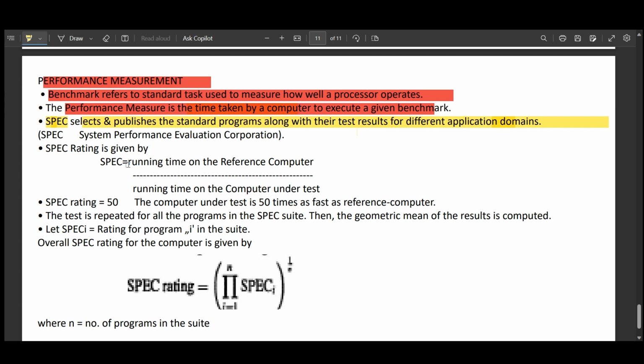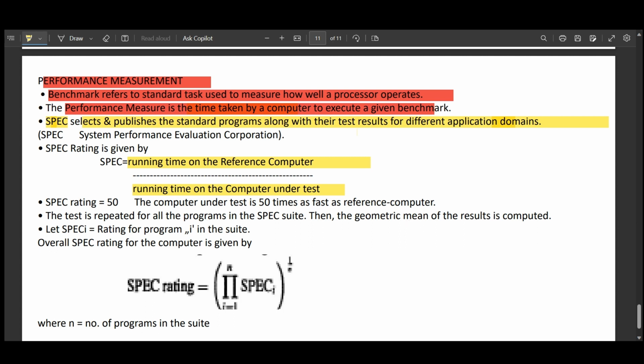Rating is given by the running time on the reference computer and the running time on the computer under test. There will be some particular computer that has passed all these tests. That is the reference computer. The time taken by the reference computer, divided by the time taken by the computer under test, the computer that we are testing, gives you the SPEC rating. If the SPEC rating is 50, we will say the computer under test is 50 times faster than the reference computer.